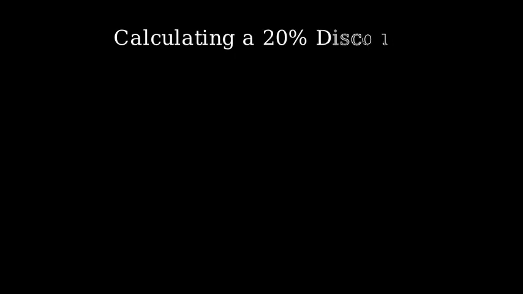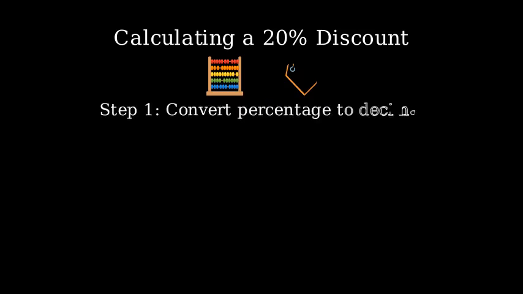Welcome. Today we'll learn how to calculate a 20% discount on $40 using a calculator. Let's break this down into three simple steps. Step 1. Convert the percentage to a decimal. To convert 20% to a decimal, we move the decimal point 2 places to the left, giving us 0.2.